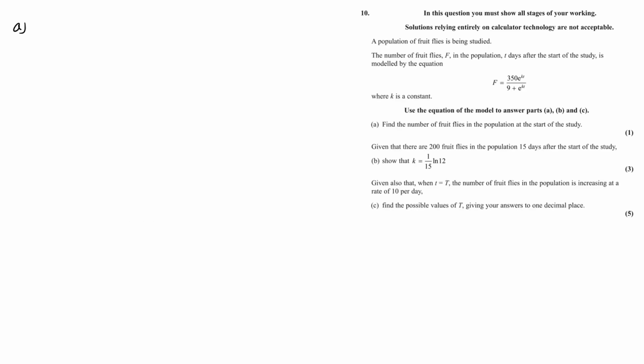Okay, final question. Fruit flies. Find the number of fruit flies in the population at the start of the survey. So at the start, t is equal to 0, because time is 0. That means f equals 350 e to the power 0 over 9 plus e to the power 0. So it's just going to be 1. So we've got 350 over 10, so 35.